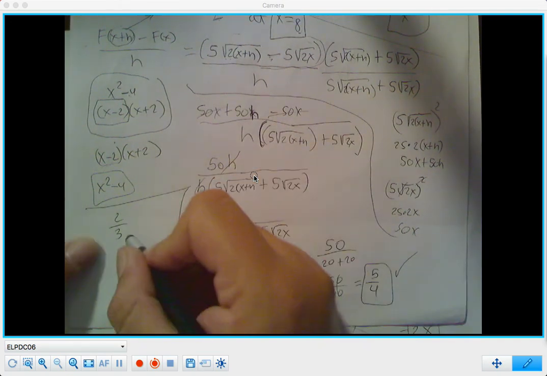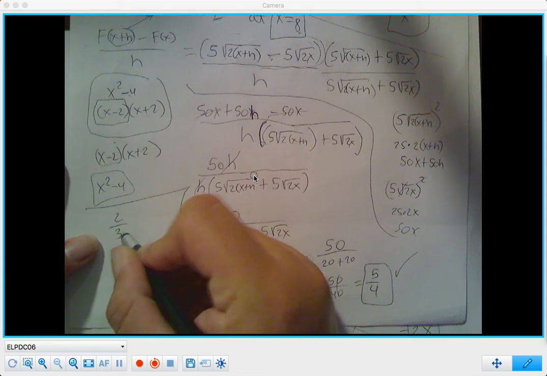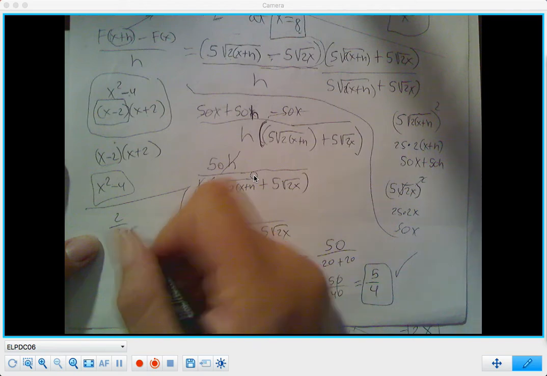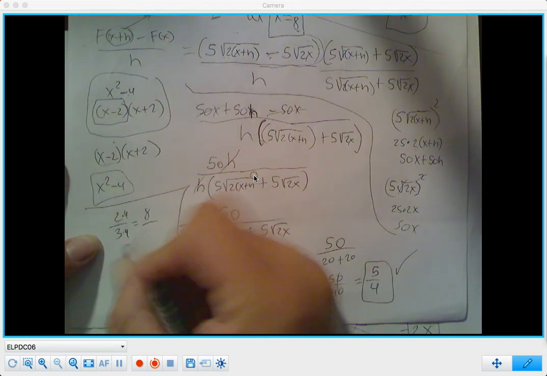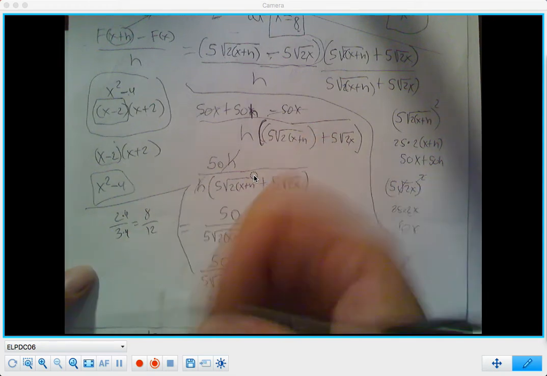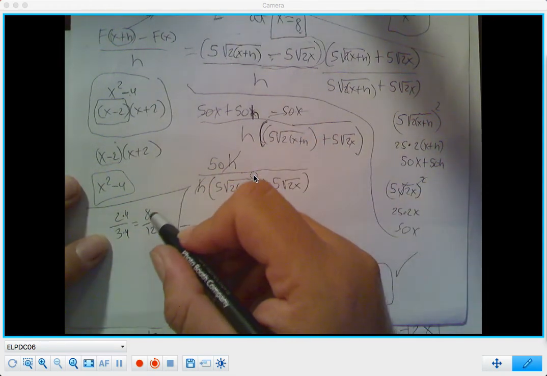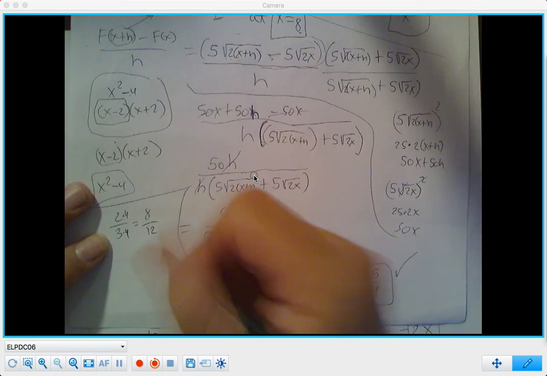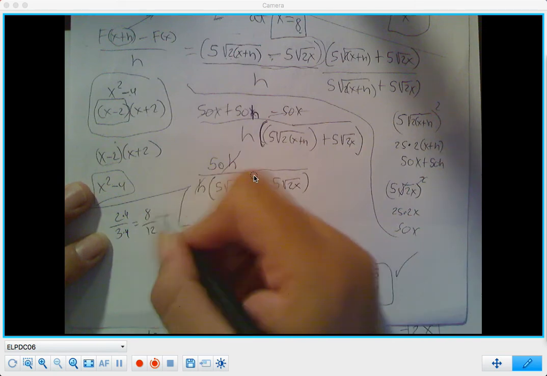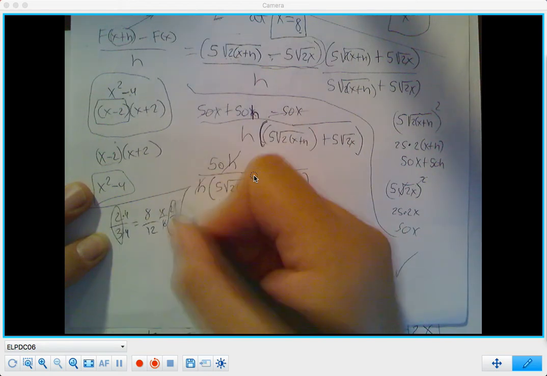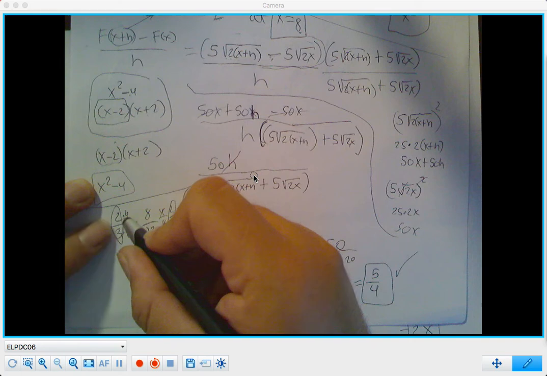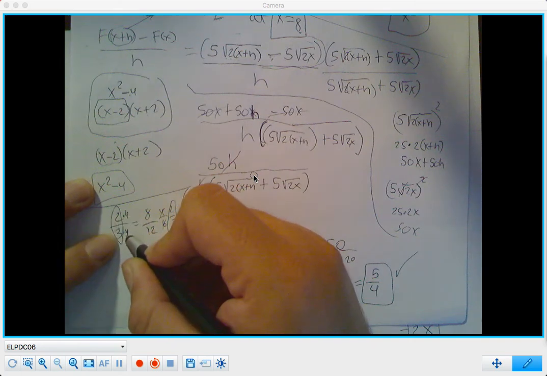2/3. Can I multiply this by 4? If you multiply this by 4, you have to multiply this by 4. What do you get? 2 times 4 is 8. 3 times 4 is 12. Is it the same thing? Yeah, because when you simplify it, half of 8 is 4, half of 12 is 6, half of 4 is 2, half of 6 is 3. You end up with the same thing. So whatever you want to do, if you want to multiply times something, you do it top and bottom.